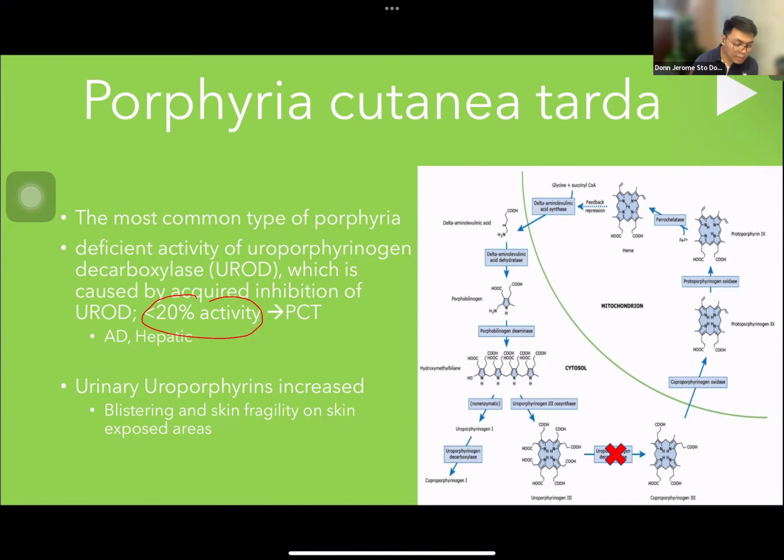Okay? So this leads to an increase in your uroporphyrins. Uroporphyrins would later on result in your blistering and skin fragility. So that's why it's called Porphyria cutánea tarda. The manifestation is primarily in the skin.